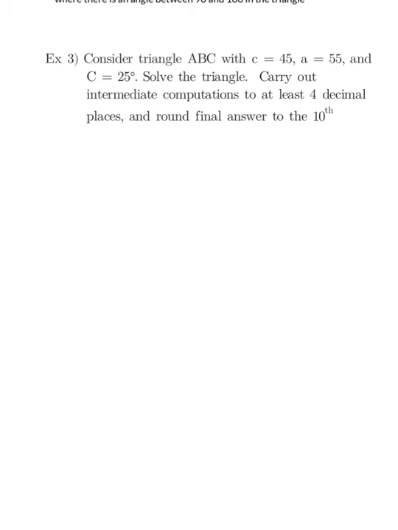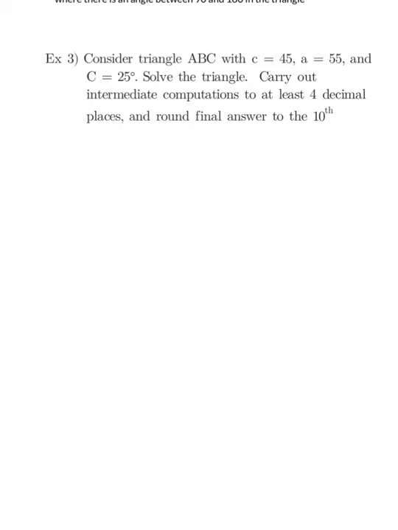In our first example for the ambiguous case, we are told to consider triangle ABC with side C equaling 45, side A equaling 55, and angle C equaling 25 degrees. Solve the triangle. We are told to carry out intermediate computations to at least 4 decimal places and round the final answer to the tenth. When you look at our given information, we do have the pair of side C and angle C. And then we are given side A.